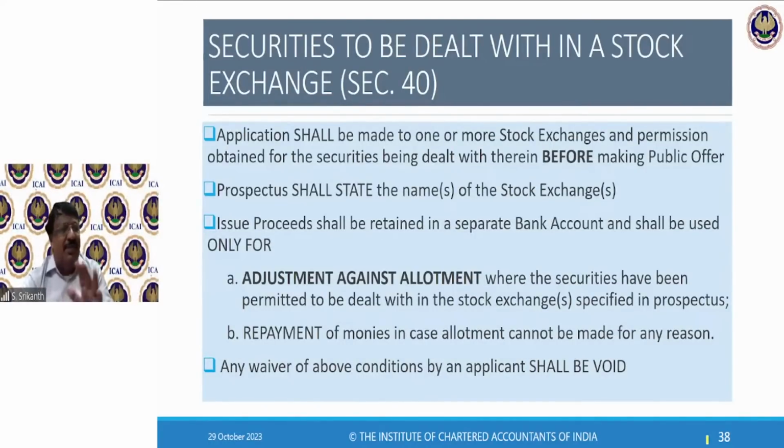So SEBI said, that's it. New law has come now. Please see to it that permission is obtained before you make the public offer. So the prospectus shall state the names of the stock exchanges. Now in India, we have only 2 stock exchanges.